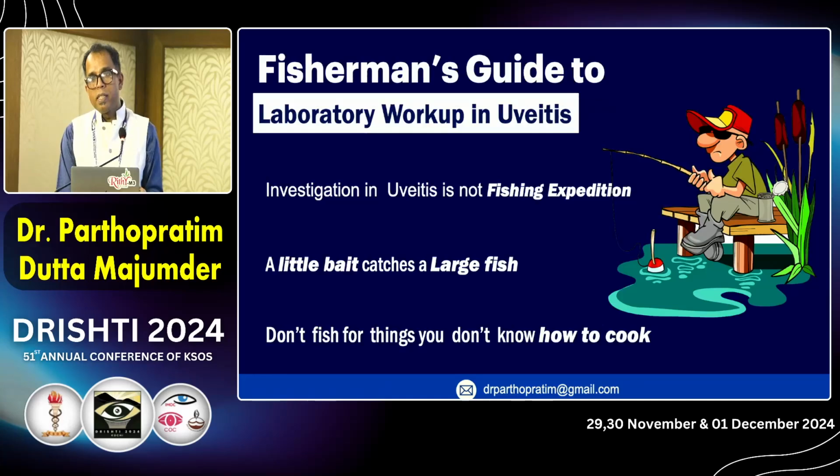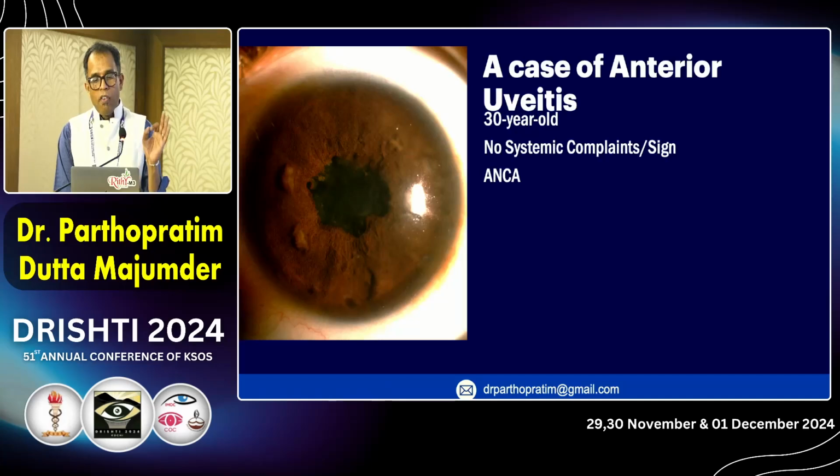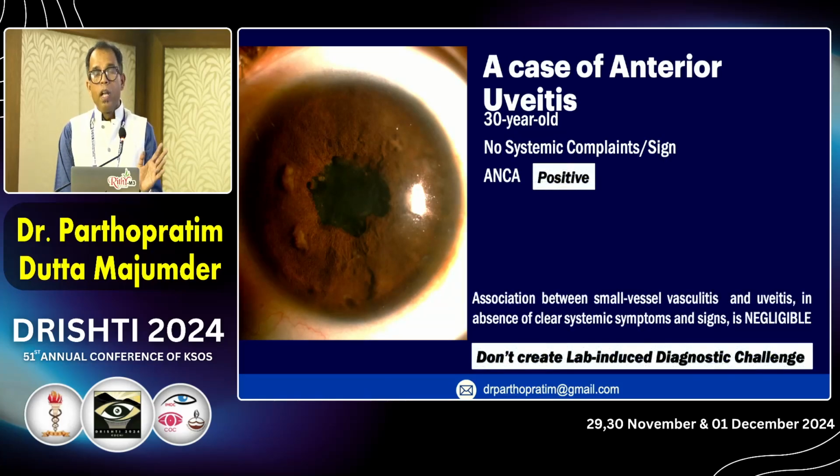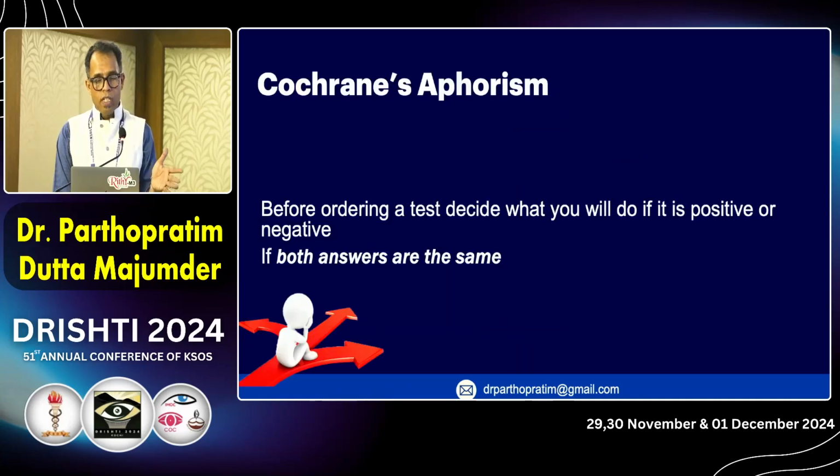The last thing, which actually relates to the first dictum, is don't fish for the things you don't know how to cook. For example, a patient of anterior uveitis has come and you have done an ANCA. There is no systemic evidence, but you have tested for ANCA and ANCA is positive. Now, without any systemic evidence, ANCA positive disease is very rare. But you are in a dilemma now because the ANCA is positive, so you don't know how to handle it. So better don't investigate.